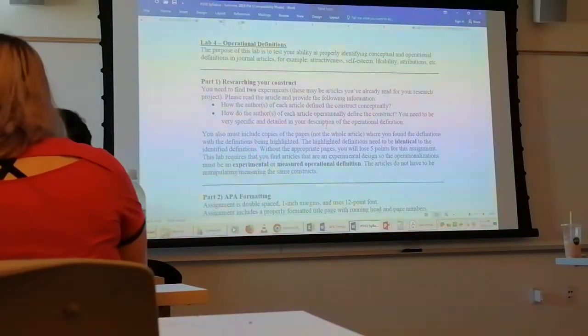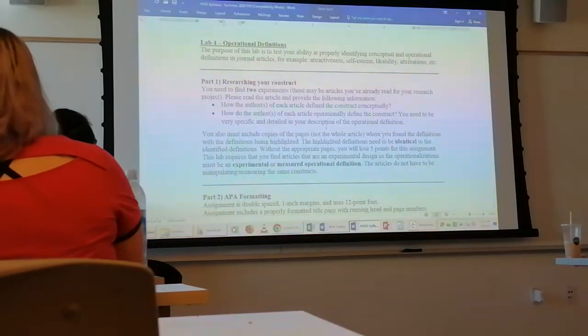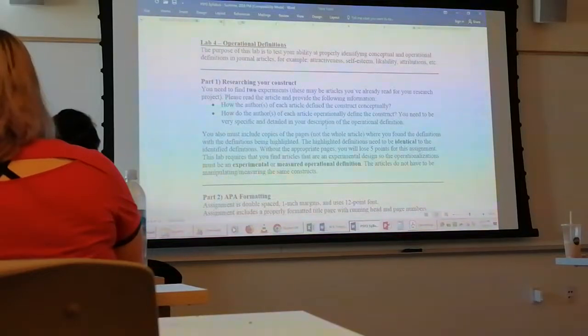This lab requires that you find articles that are in experimental design, so the operationalizations must be experimental or a measured operational definition. The articles do not have to be manipulating or measuring the same construct. So in other words, if you want to find one article that uses self-esteem, and another article that uses attractiveness, or attributions, or likability, that's fine. It does not have to be the same construct. So again, any experiment is fair game.